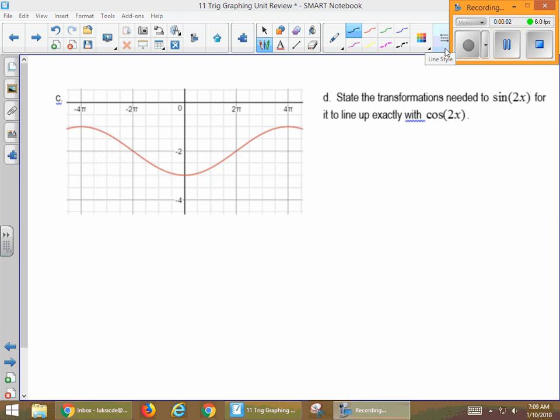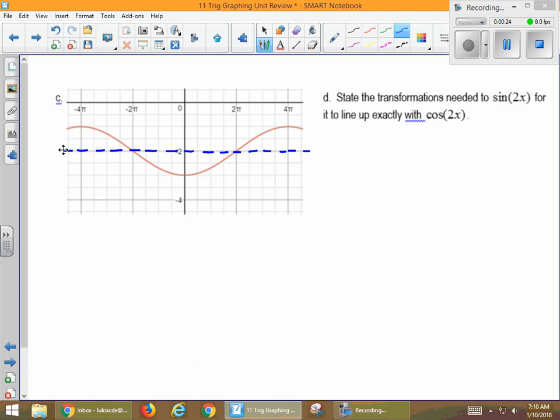Okay, for C. So this one we have a vertical transformation going on because our midline is definitely not on the x-axis. So the first thing I'm going to do is go ahead and dot that line in. It looks like it's right through -2.